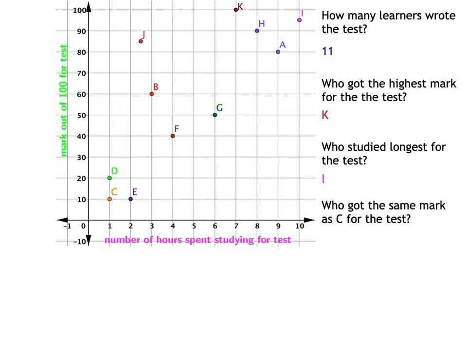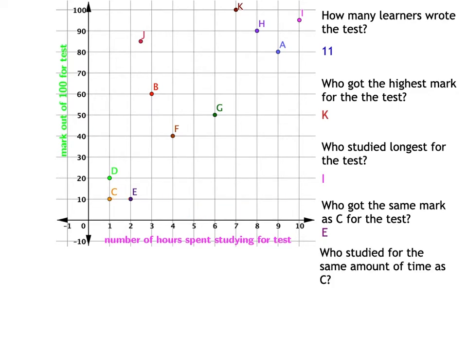Who got the same mark as C for the test? Well, have a look at C. It's that little orange dot in the bottom left-hand corner. You can see that C actually only got a mark of 10 for the test. And where else do we see a mark of 10? Can you see that it's anywhere along that orange line? That is where the mark out of 100 is 10. Who else lies on that line? Well, learner E also got 10 out of 100 for the test.